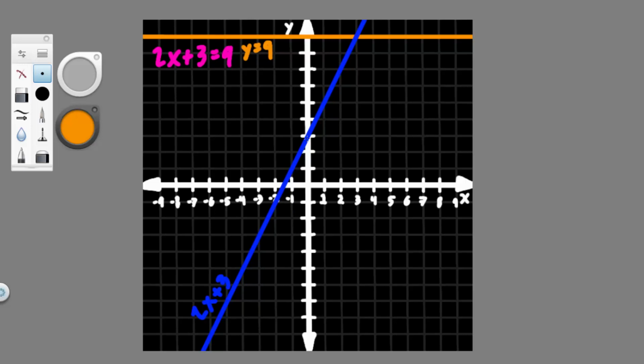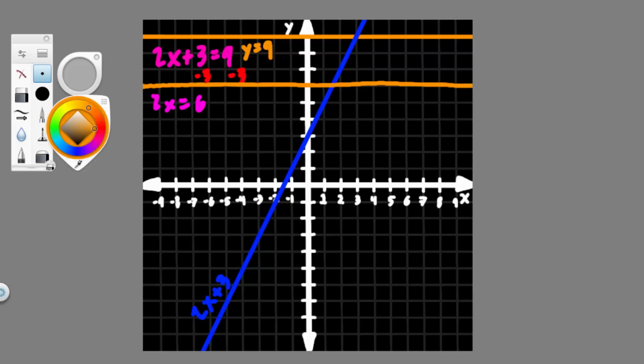What's going to happen as we solve this? The first step is to get the constant away from x. We're going to subtract 3 from both sides, minus 3, minus 3. We will end up with 2x equals 6. Does that make sense? So let's draw it. We know this part. We're just going to draw 6, so 1, 2, 3, 4, 5, 6. We draw straight across here, and that is our new line.